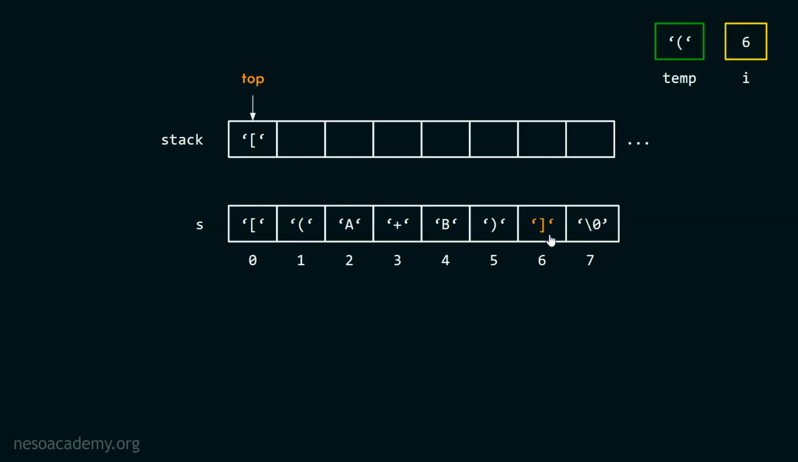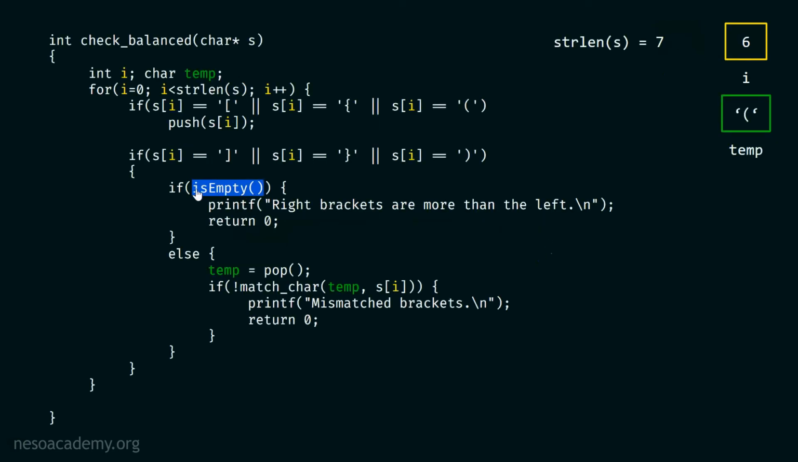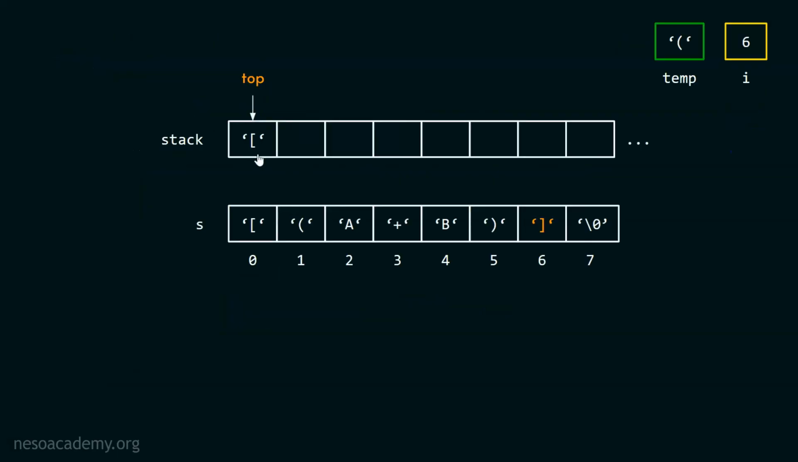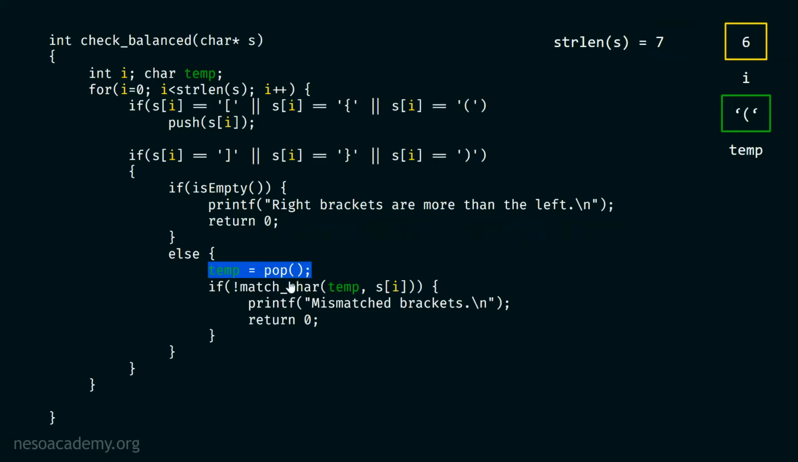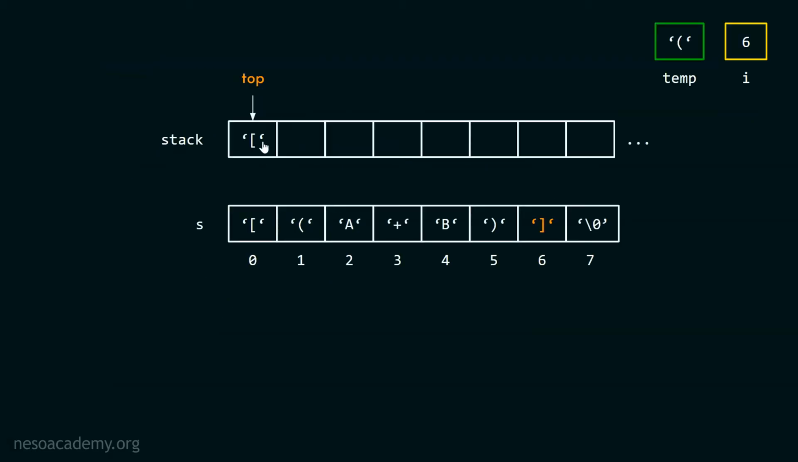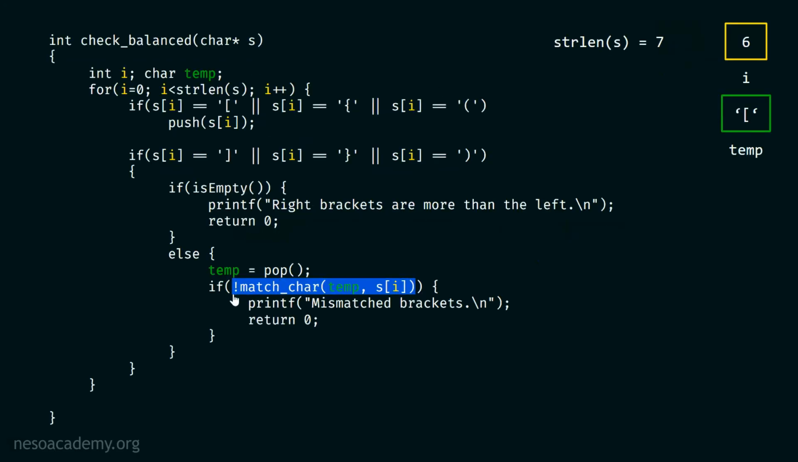S6 is right square bracket. I is 6 at this point in time, right? Therefore, we must continue and check this condition. Is stack empty? We know that stack is not empty. We have one element in the stack. Therefore, we must continue to evaluate the else part. We must pop an element from the stack. This means we'll pop this element out of the stack and we'll put this inside the temp variable. As simple as that.